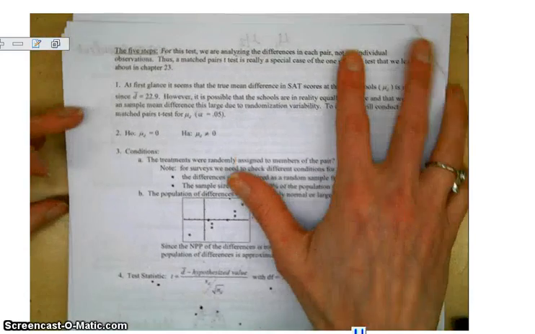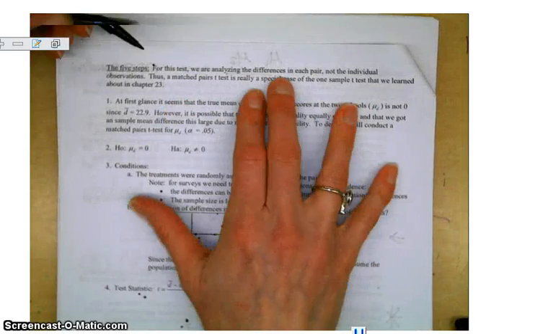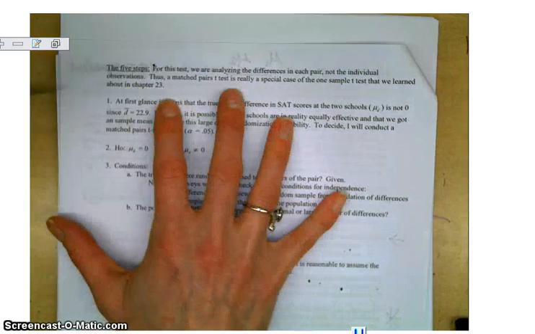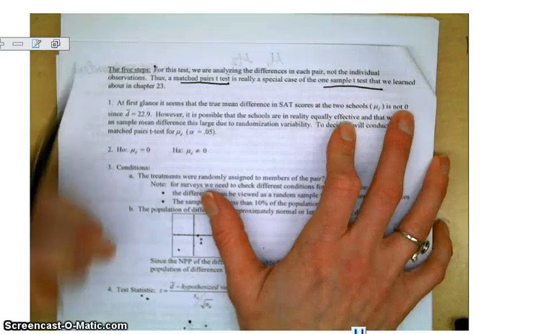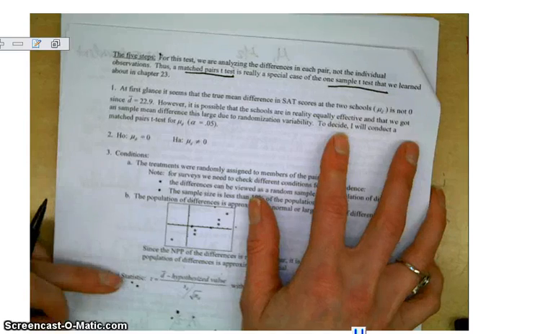And guess what? We have the test all here, all 5 steps are already done for us. For this test, we're analyzing the differences in each pair, not the individual observations. So a matched pairs t-test is really a special case of the one sample t-test. It's like we're just doing a one sample t-test here.